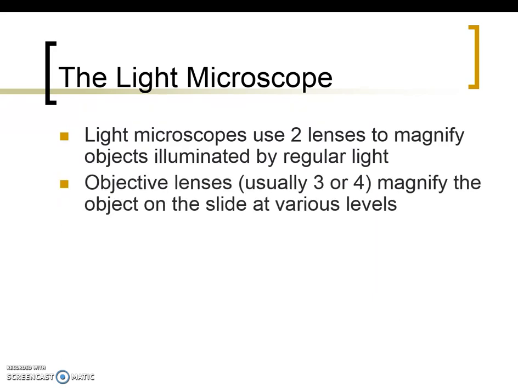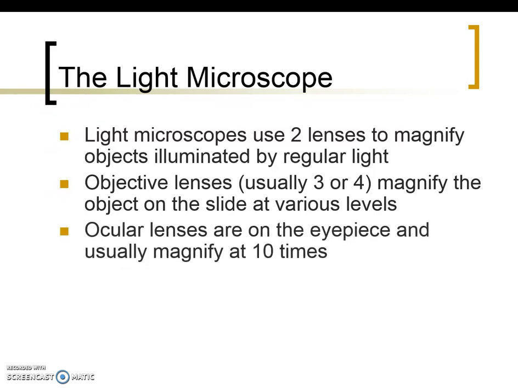Light microscopes usually have 3 to 4 objective lenses. The microscopes that we have in lab have 4 of them, and we're going to talk about all the parts of the microscope and what they do and how to operate the microscopes. We're going to do all of that in lab. That'll be our first actual real lab, is working with the microscopes.